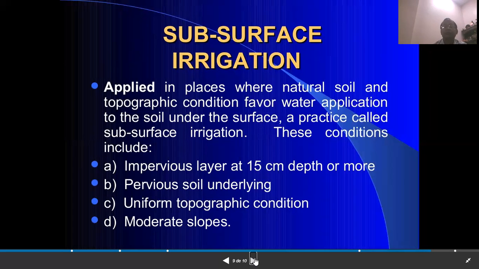These are the contents for irrigation: how to irrigate, how much to irrigate, and when to irrigate. So considering all the points, different methods of irrigation are available, like surface irrigation, flood irrigation, furrow irrigation, drip irrigation, and sprinkler irrigation. Drip and sprinkler irrigation methods are known as micro irrigation methods. Thank you.